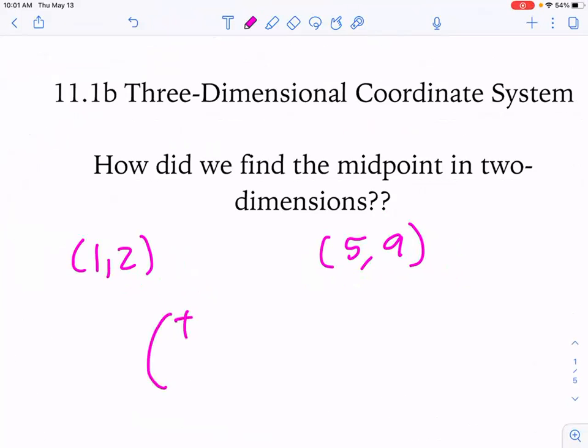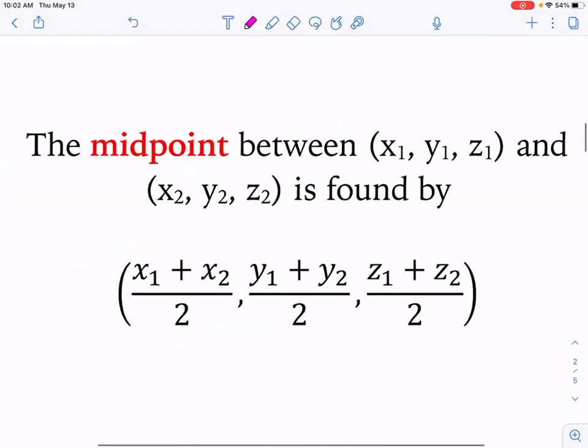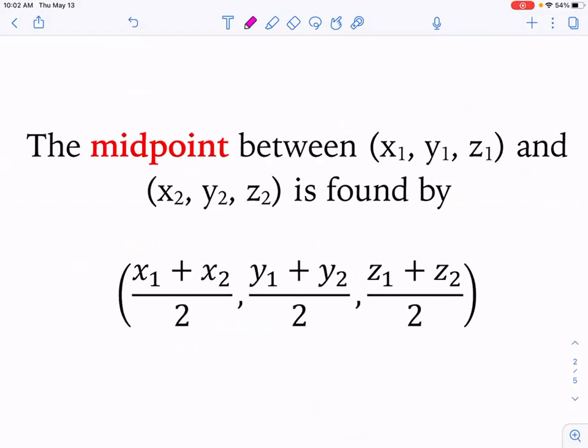Okay, we add the x's, divide by 2, add the y's, divide by 2. Hey, guess what? In 3 dimensions, it's just one more dimension. Add the x's, divide by 2, add the y's, divide by 2, add the z's, divide by 2.